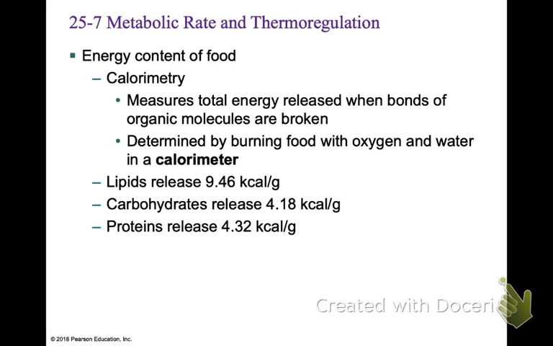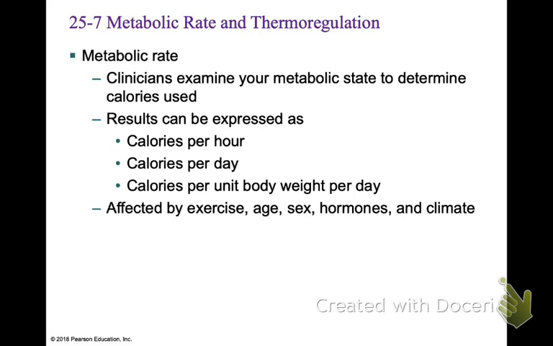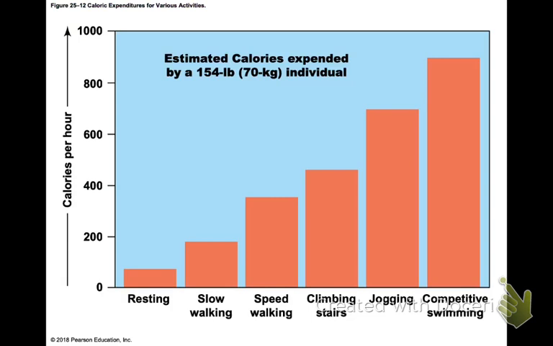We can do calorimetry of foods. We do that by burning them, which we're not going to do to people. So lipids release about 9 calories, carbs and proteins about 4 each. So lipids have more than twice as much stored energy as either proteins or carbs. So we're going to measure your metabolic rate based on this loss of heat, and that can be converted to calories. And of course, it's going to be affected by a lot of different factors.